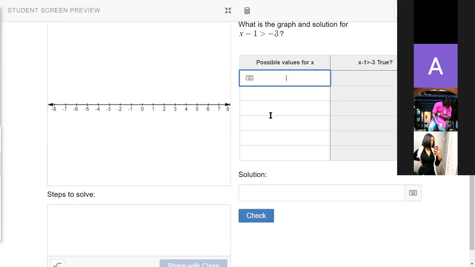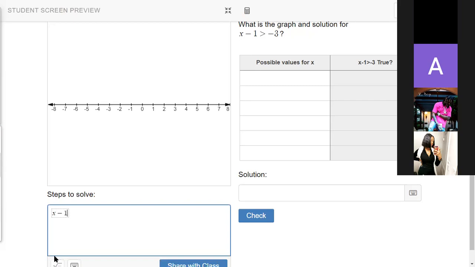Do you guys prefer to solve it, or do you want to actually try and test it first? Does anyone prefer testing it, or do you want to just go ahead and solve it? All right, so let's solve it. X minus 1 greater than -3. What's my first step? What do I have to do, Isaiah?